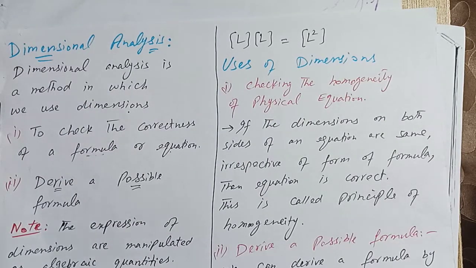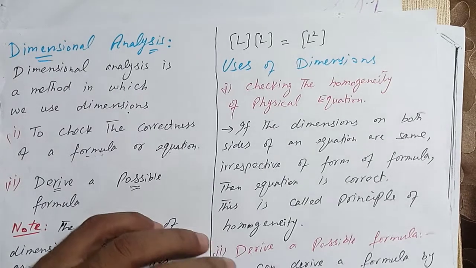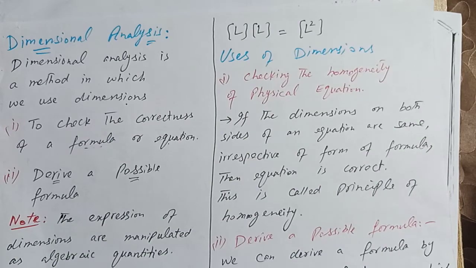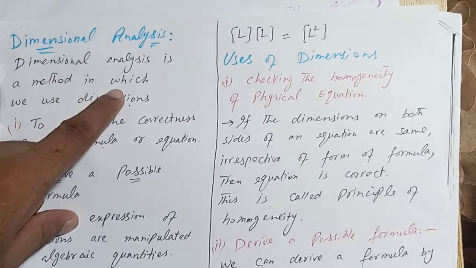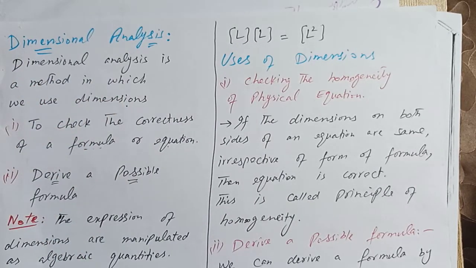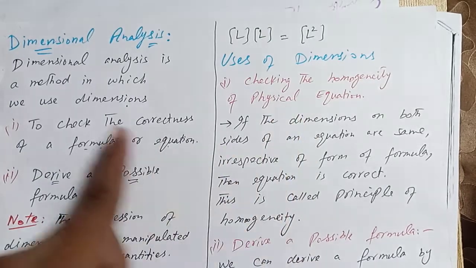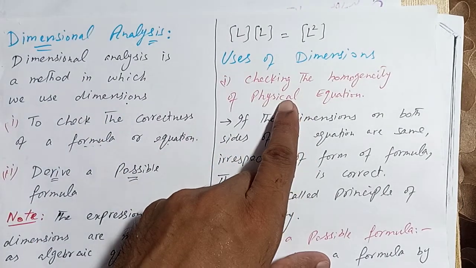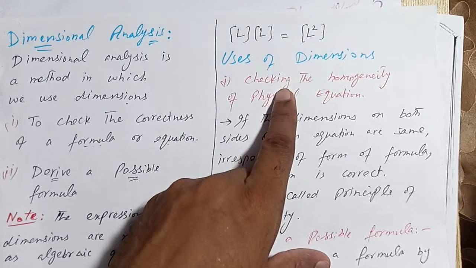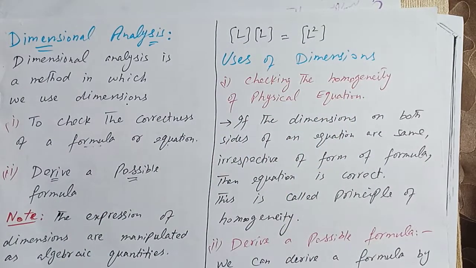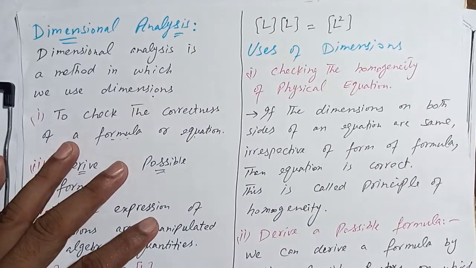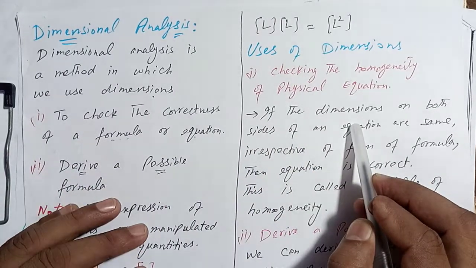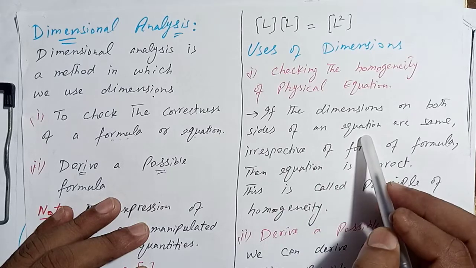So now we talk about some uses of dimensions. We can use dimensions as is told in dimensional analysis. We have talked about this use. We can check the correctness of an equation. So we can say that with the help of dimensions, we can check the homogeneity of physical equation. Homogeneity means we can check the correctness of an equation.